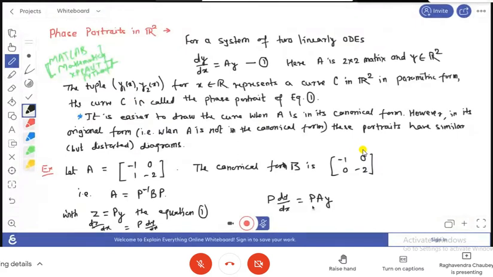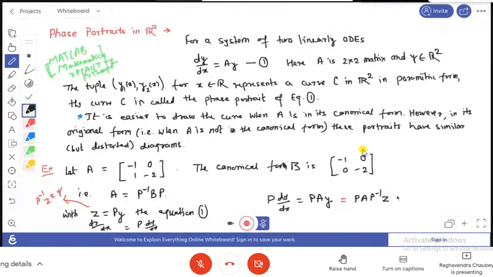Okay, so now what is the value of your Y? If we pre-multiply by P inverse, then P inverse Z equals Y. Now if we put that in here, this equals P A, and Y is P inverse Z. Now if A is written in the canonical form, A equals P inverse B P.